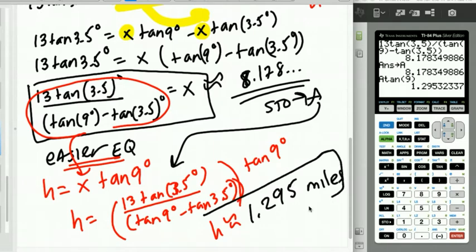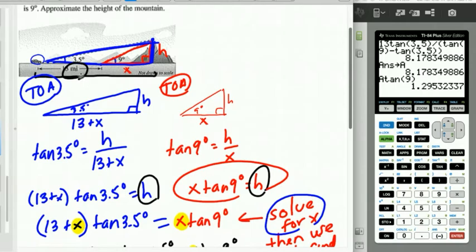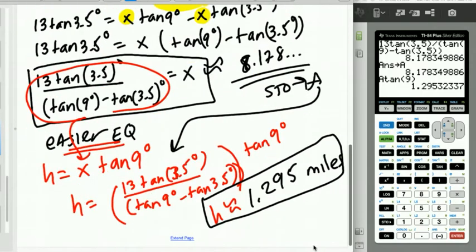That's how tall the mountain is. All right, and it was in miles. We can go back and double check, but it was 13 miles. So not a short problem, right? But you're going to see this problem on the test for sure.